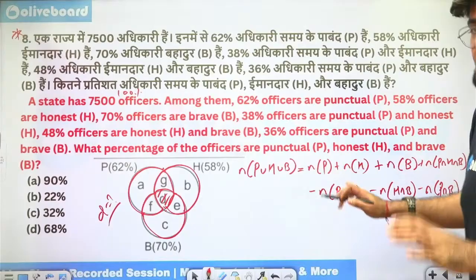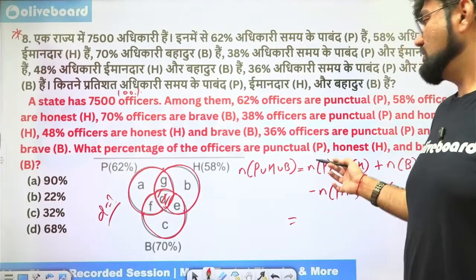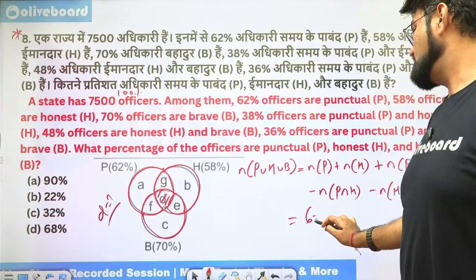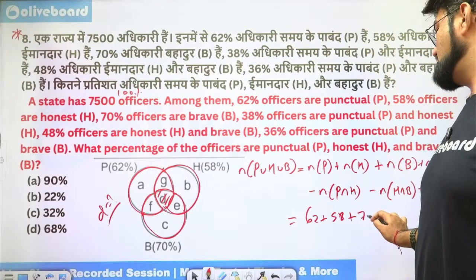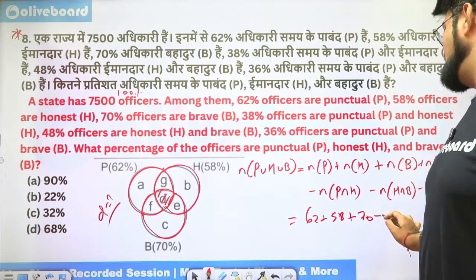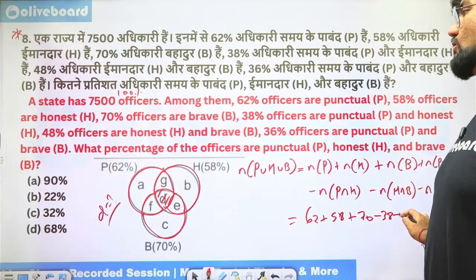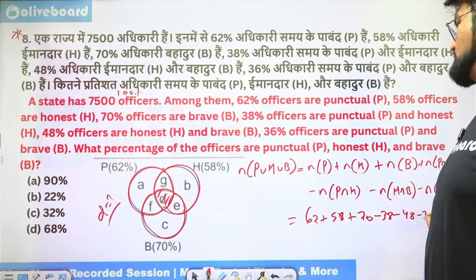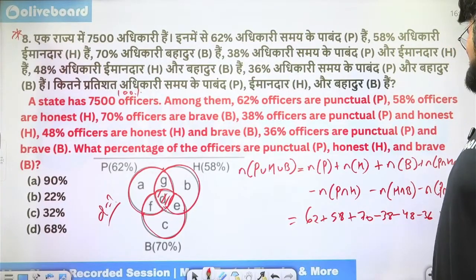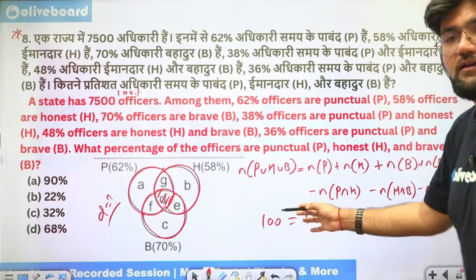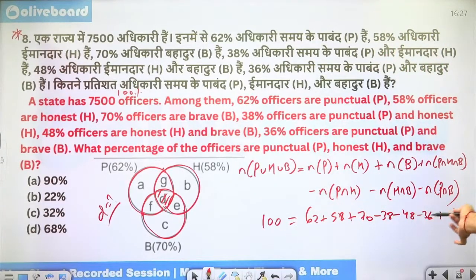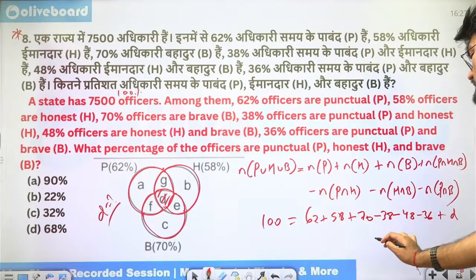Now let's replace it with the numbers. So n of P is 62% plus n of H is 58% plus n of B is 70% minus P intersection H 38% minus 48% honest and brave minus 36% punctual and brave plus in the end we need to find the D. What is the union? It's 100. So now you simply need to solve this to find the value of D. When you solve it, you get D as 32%.